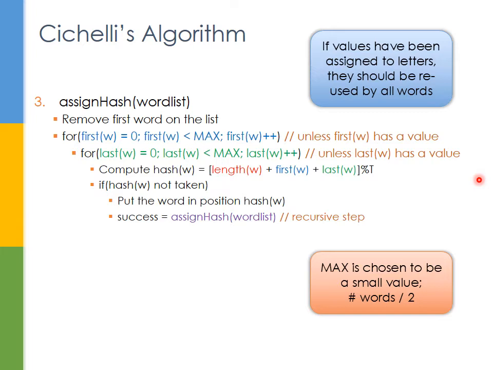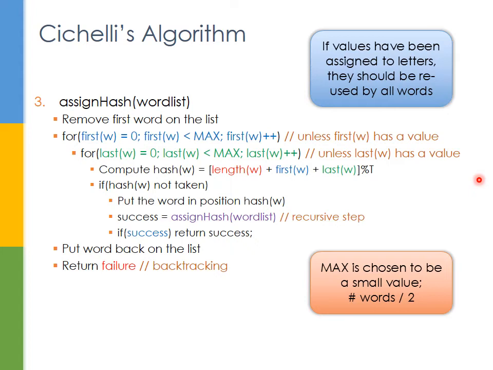So if a success is returned, that's great. You just also return a success, and this particular word will then know that it has successfully placed itself in the table. Otherwise, if you fail to place the word, even by alternating all of this first and last, if you just cannot get to this return statement, return success, if this never happens, if you exit your nested for loop and you're still sitting with a failure, all you can do is put the word back on the list, back on the stack, return a failure, sort of false or something like that, and essentially backtrack.